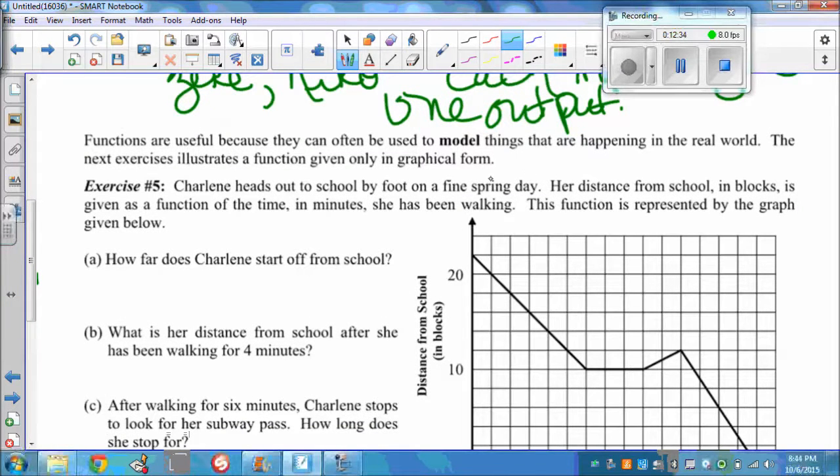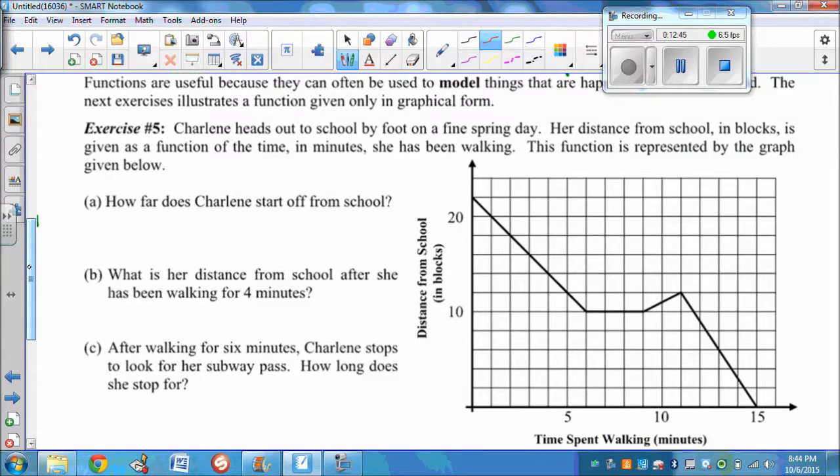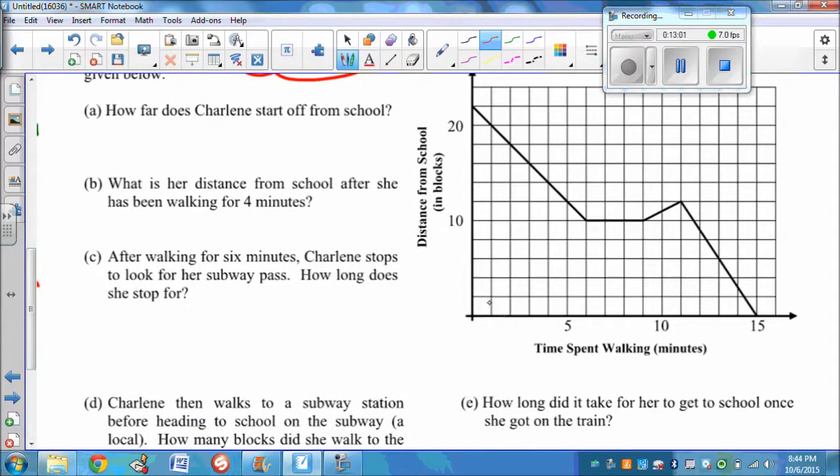It says functions are helpful to model things in the real world. So let's look at this example in this kind of cool graph of Charlene as she walks to school, and her distance from school in blocks is given as a function of time, time in minutes. Before I jump into those questions, let's examine what exactly is happening on our graph here.